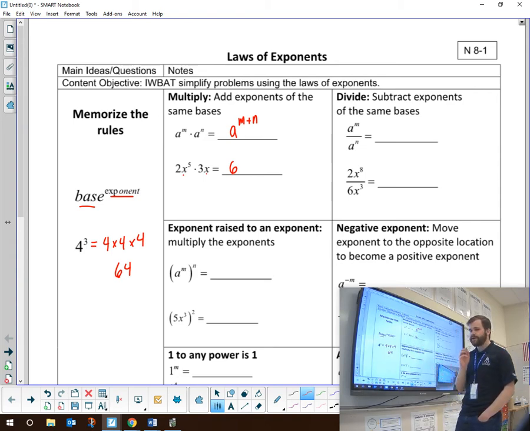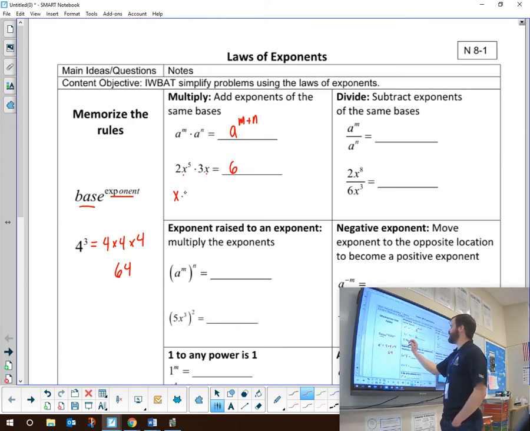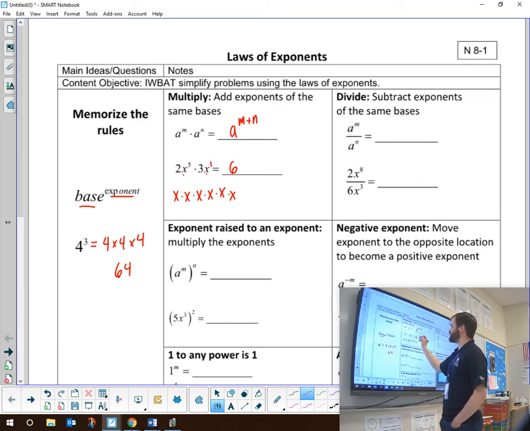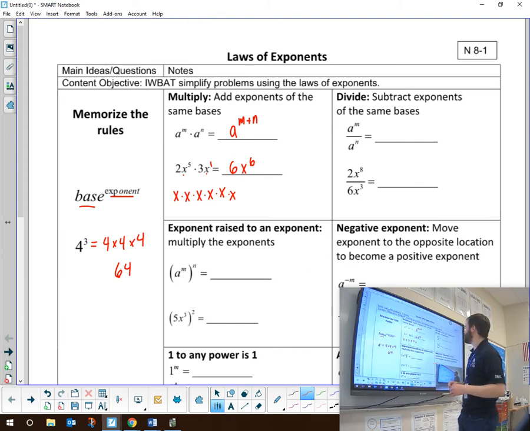Well, I want you to think about what this means. This x to the fifth means x times x times x times x times x, right? And I'm multiplying another x to it. So really, all I'm going to do is add these together. This is x to the fifth. This is x to the first. I'm going to add these two together, so I'm going to get 6x to the 6. 5 plus 1 is 6, and I have 6 x's multiplied together.